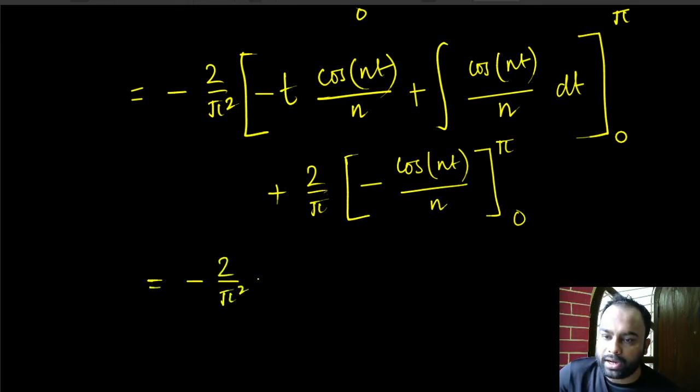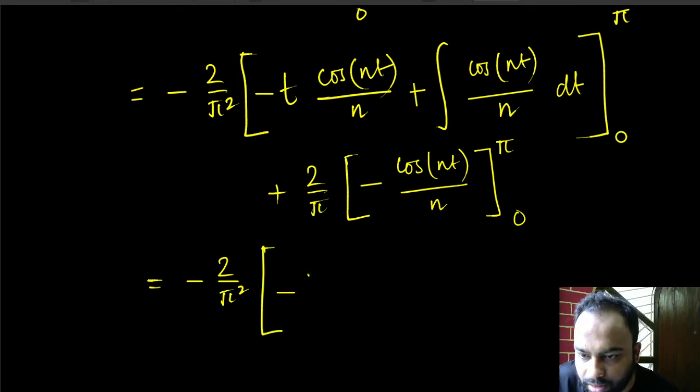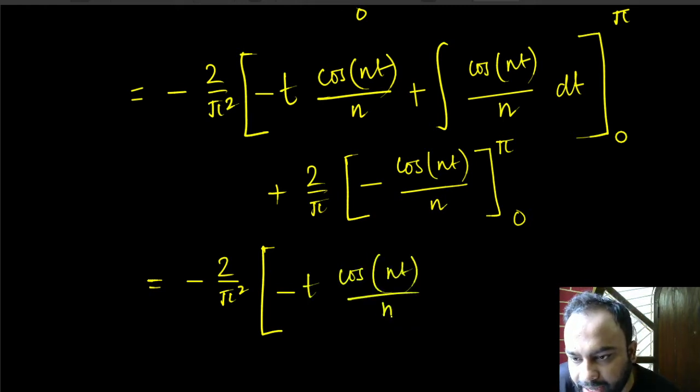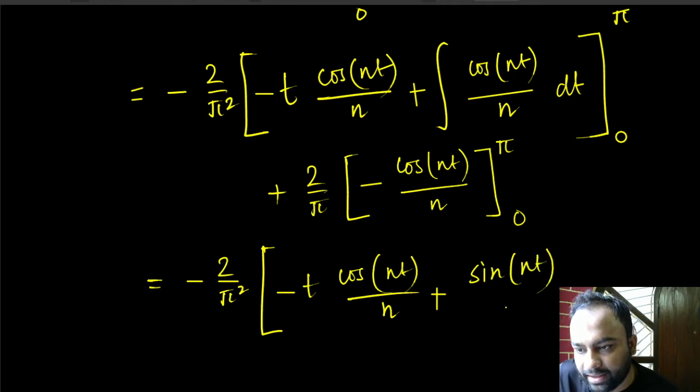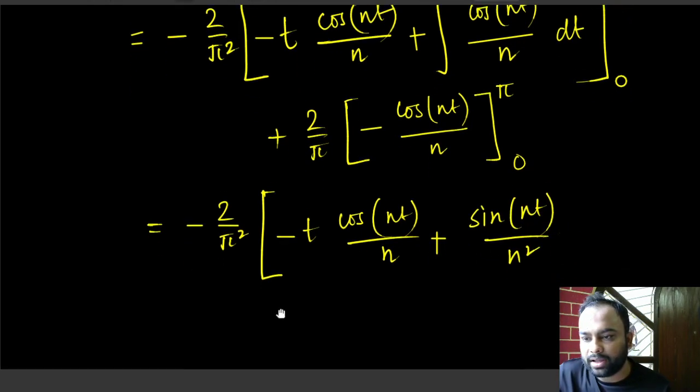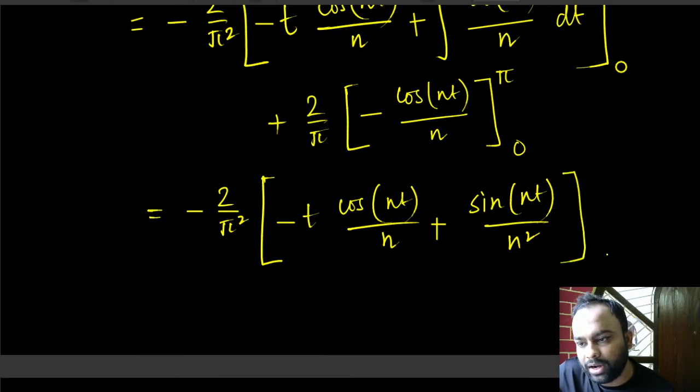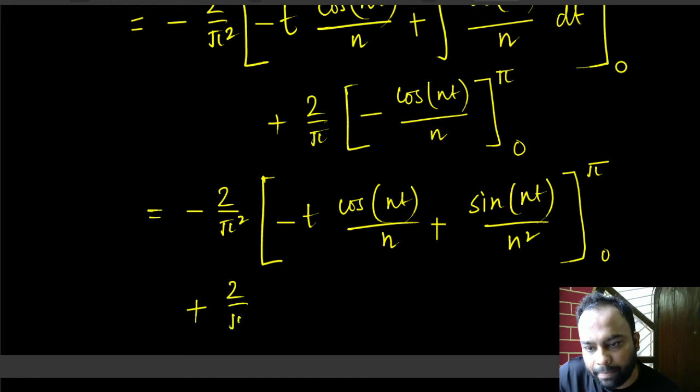And now again, we have to first calculate everything, then go for simplification. Cos nt by n plus, again, for this the integration is sine nt, so I basically have an n square here, so I have sine nt by n square, right? The lower limit is 0, the upper limit is pi, and we have plus 2 by pi. So let's put a minus sign outside.